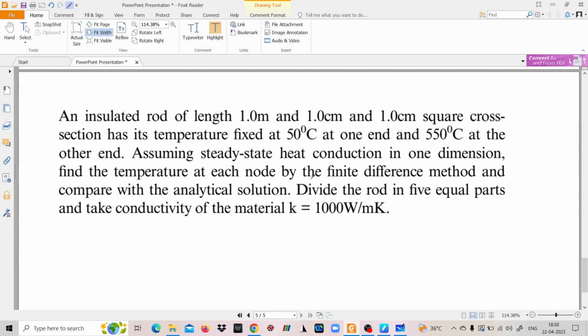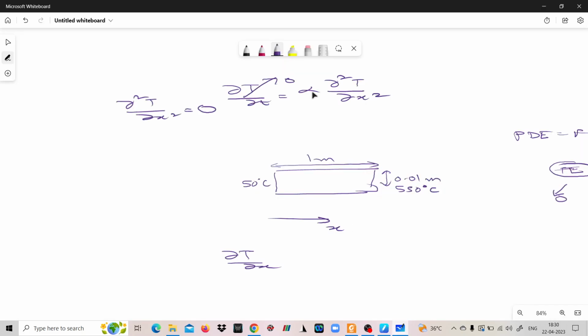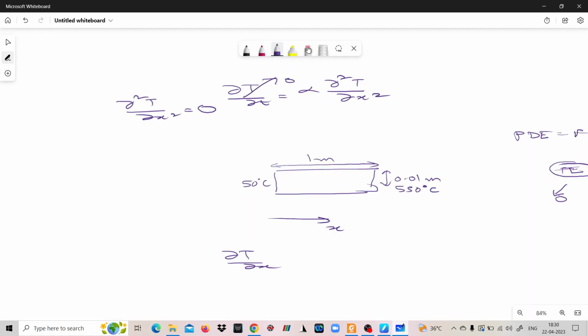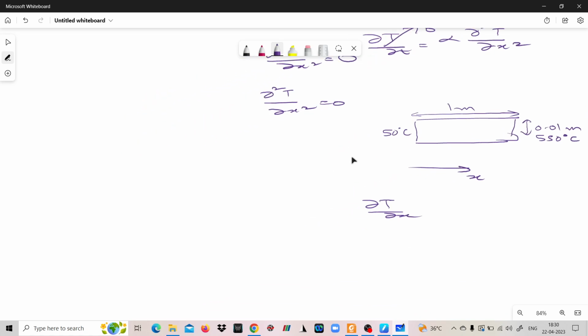Find the temperature at each node by finite difference method and compare with the analytical solution. Divide the rod in 5 equal parts and take conductivity. See, whatever I have written here as alpha is conductivity, which is given in the question as K. Okay, so this is given. Now, del 2T by del x square equal to 0. You have to take 5 divisions.